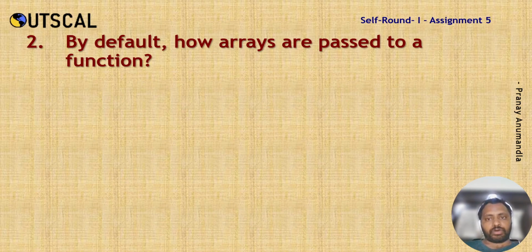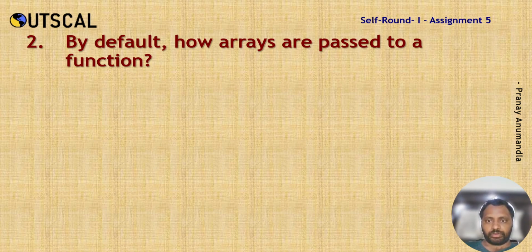By default, how are arrays passed to a function? The array size might be bigger or larger, whatever the size. Arrays will be passed as call by reference. So it will pass only the starting address of the array, not the entire copy of the data elements. Only the first element address, or starting address, of the array will be passed.